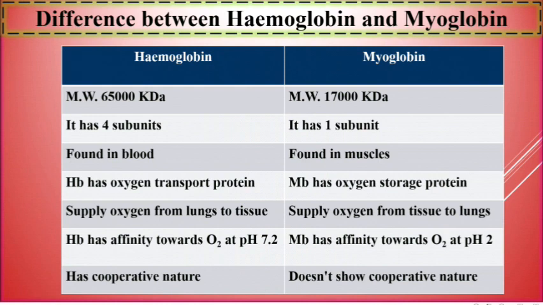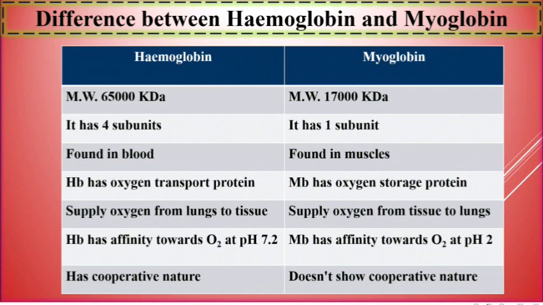Molecular weight of hemoglobin is 65,000 kilodalton. Molecular weight of myoglobin is 17,000 kilodalton. Hemoglobin has 4 subunits. Myoglobin has 1 subunit. Hemoglobin is found in blood. Myoglobin is found in muscle.